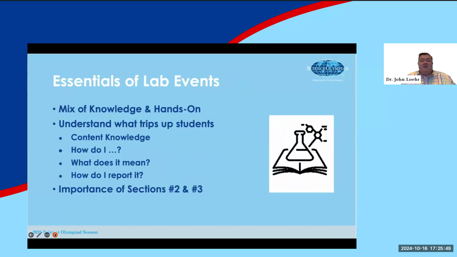Lab events. I kind of already talked about mixed knowledge and hands-on. Again, looking at what trips the students up, right? The knowledge, making sure they understand the fundamental concepts that are out there. Making sure that they understand what pH means, or trying to think of another great one, and I'm blanking at the moment. But I think you get the idea, right? Like what's the underlying content of the experiment, right? What do the tests mean? What are we looking for? Then we get into the technical. How do you do the test, right? What parts work?